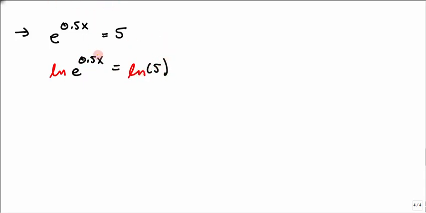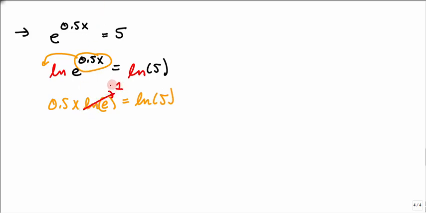Now the whole reason we take the ln of both sides is so I can pop that 0.5x out front. And so now my variable that was in the exponent is now up front, and I'm left with the ln of e. Let me rewrite that. So I have 0.5x times the ln of e equals the ln of 5. But we know that the ln of e is 1. The natural log of e is 1.